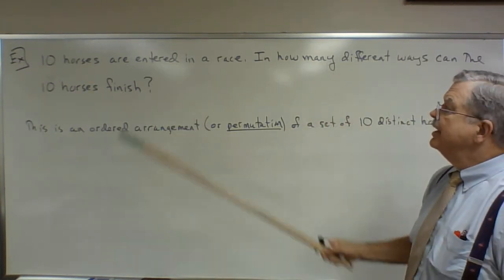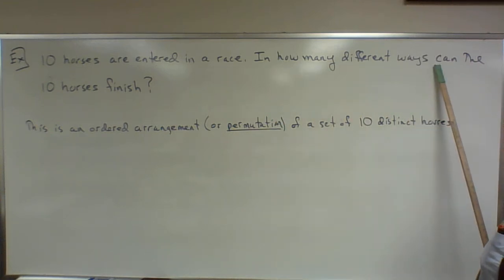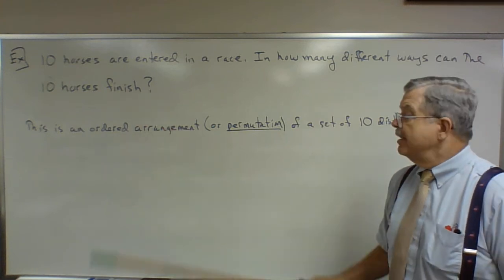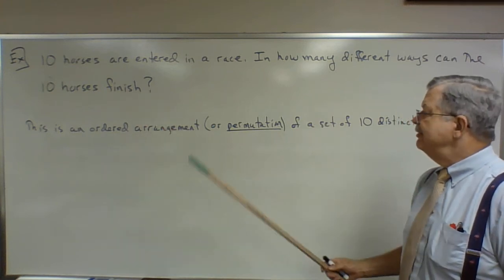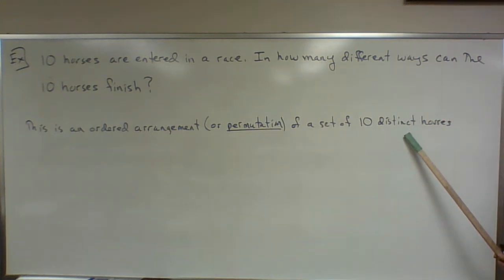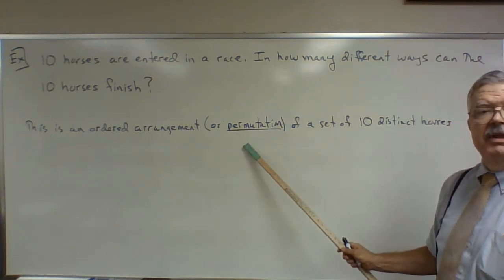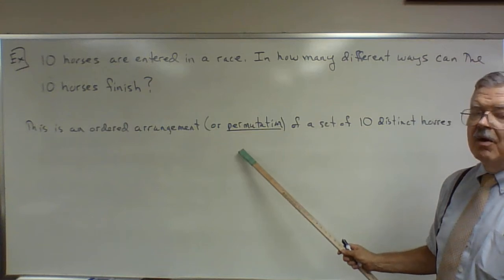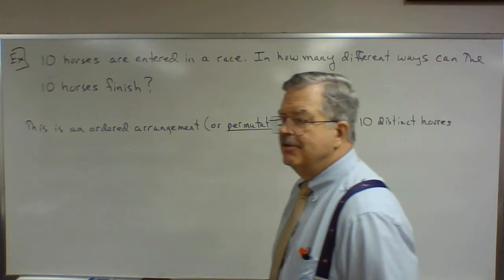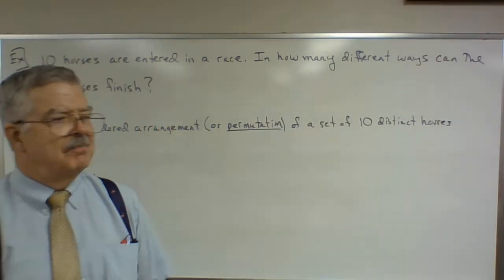This is a good one. 10 horses are entered in a race. In how many different ways can the 10 horses finish? This is an ordered arrangement, or a permutation, of a set of 10 distinct horses. Every horse is going to appear once and only once in the ordering. So every horse appears exactly once, somewhere in the ordering.